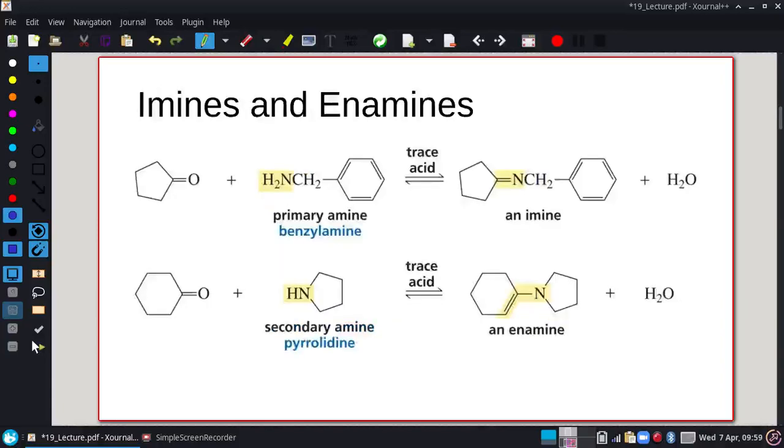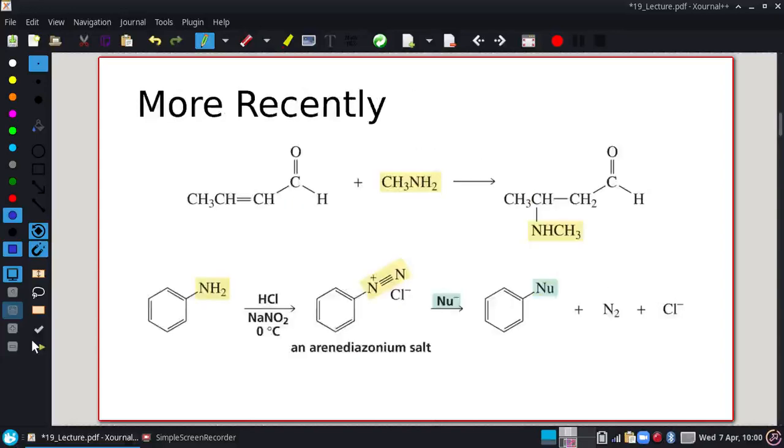And we could also use amines to make enamines and imines. We made imines using primary amines, and secondary amines gave us the enamines. And of course, we use these as nice little intermediates to help react with the alpha position in most cases, or at least to refer to that as a nucleophile. All right. More recently, we used the nucleophilic nature of our amines to do some attacks on conjugated carbonyl compounds, and also to turn amines into diazonium salts and then replace them with nucleophiles on our benzenes.